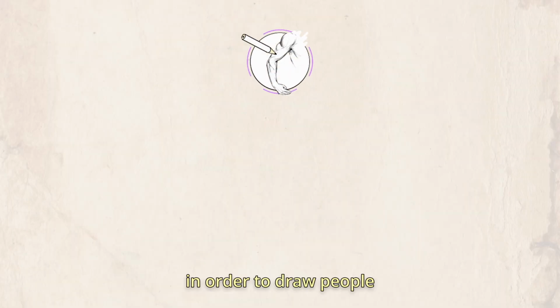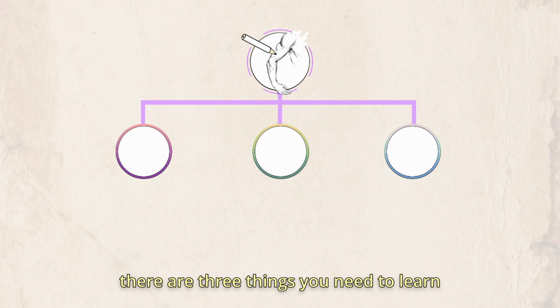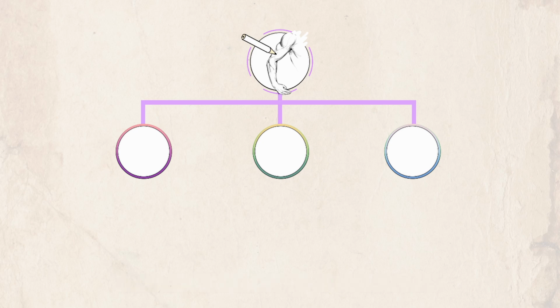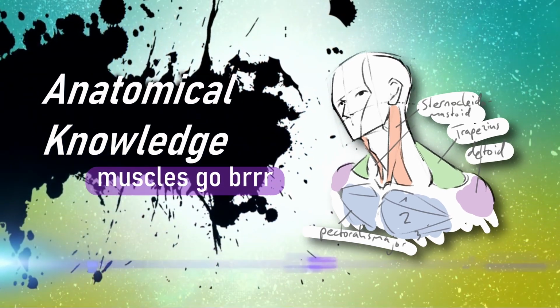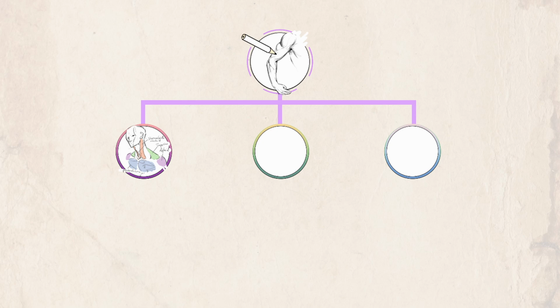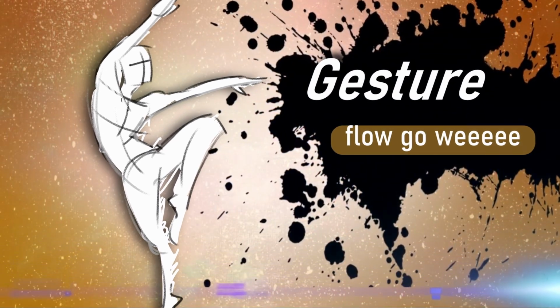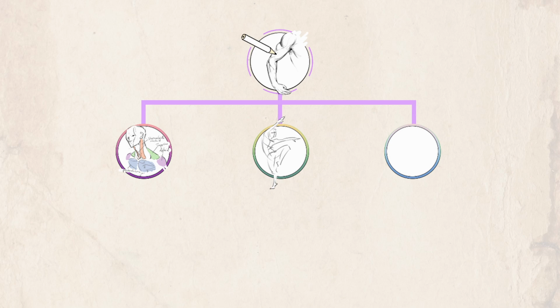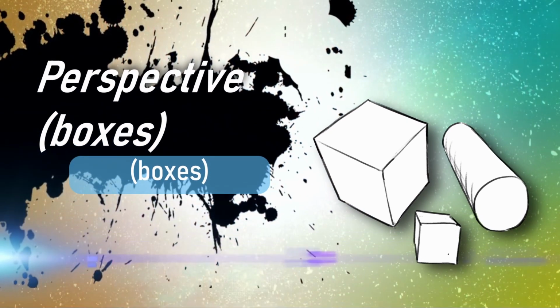Anatomy skill tree. In order to draw people, there are 3 things you need to learn. Anatomical knowledge. Basic perspective.